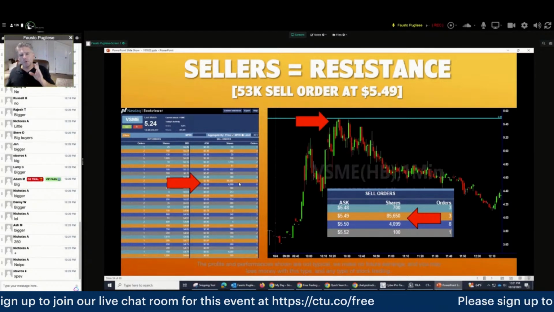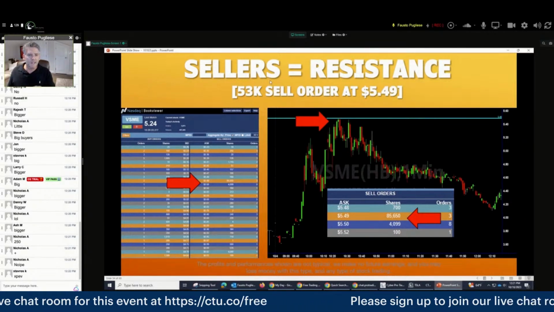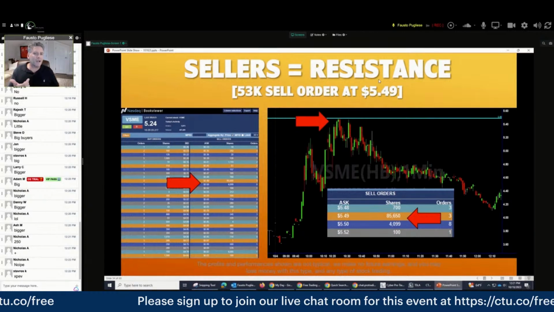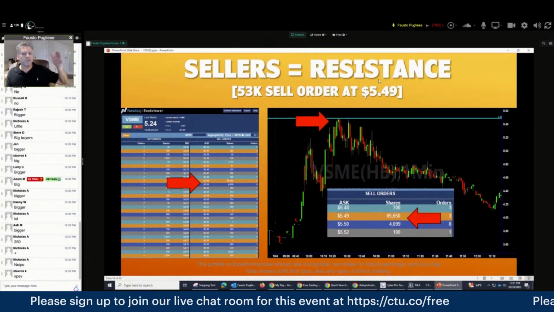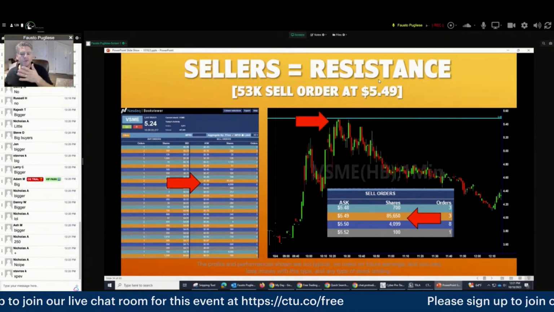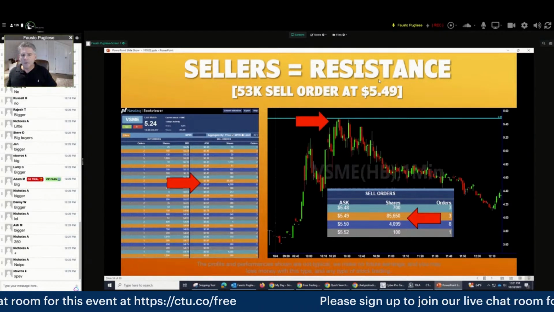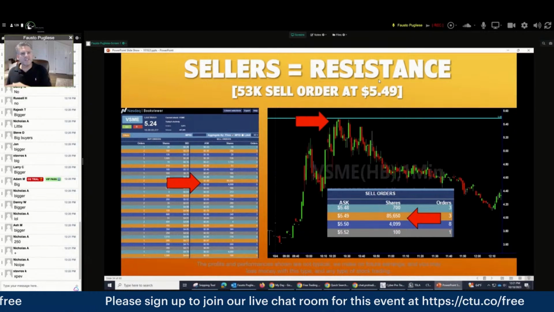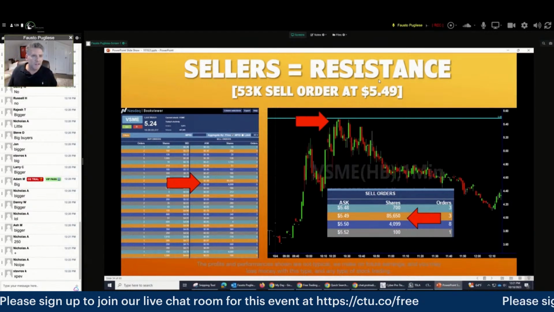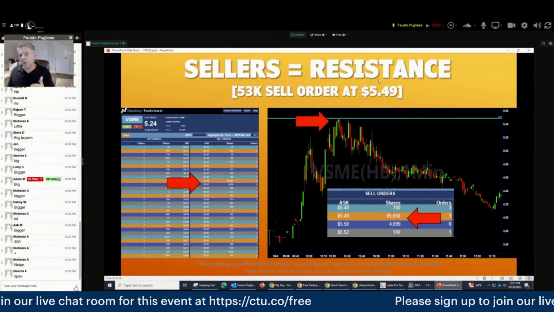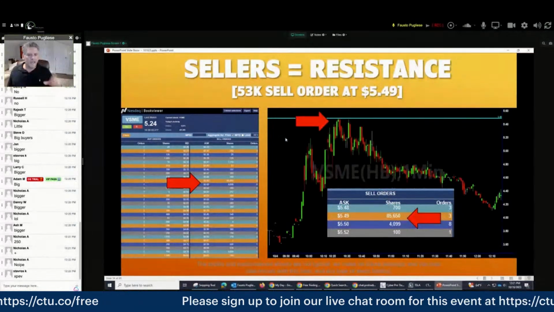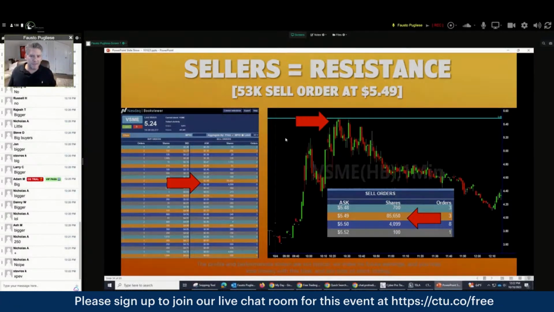Now, you have to understand what's very important. Look up here on top: sellers equal resistance. See, everyone has it backwards. Everybody's looking for support levels. Everyone's looking for resistance levels. Why are people looking for support and resistance? Well, that resistance doesn't exist unless the seller's out there. That support level doesn't exist unless those buyers are out there. And everybody here is doing the total opposite.